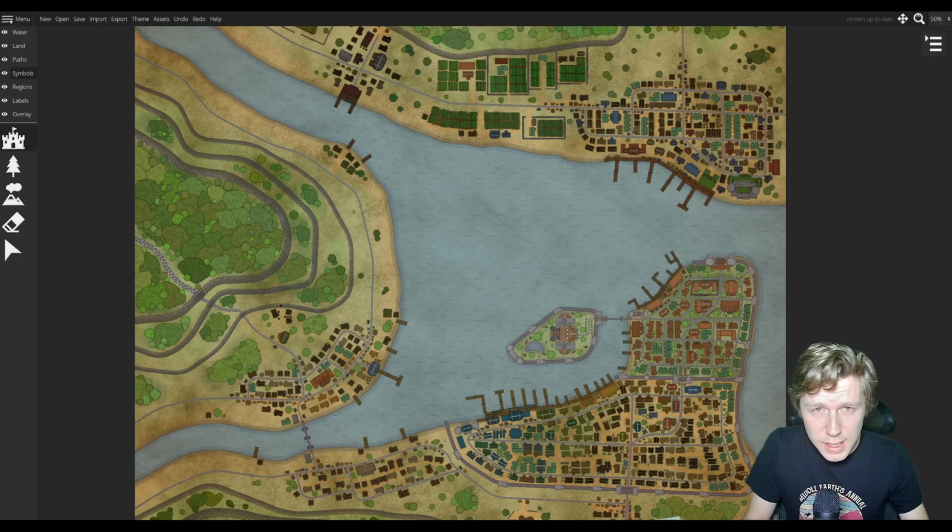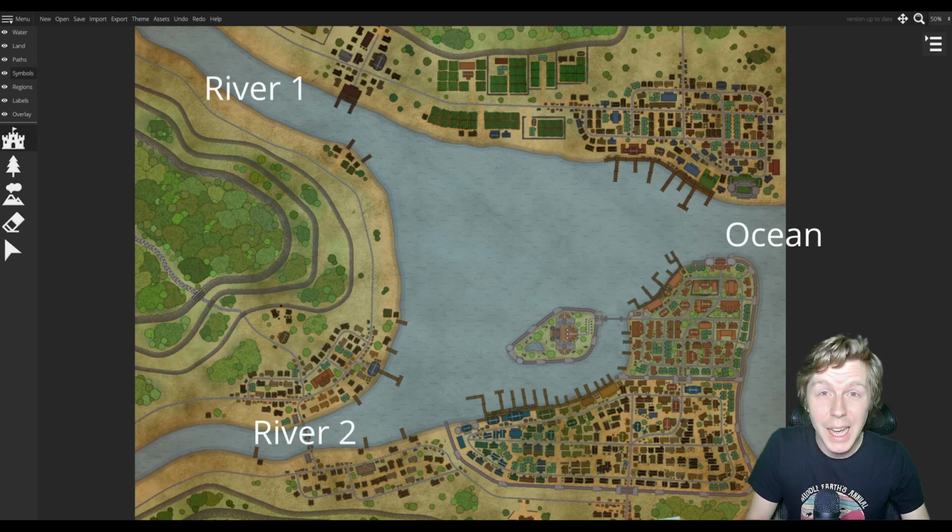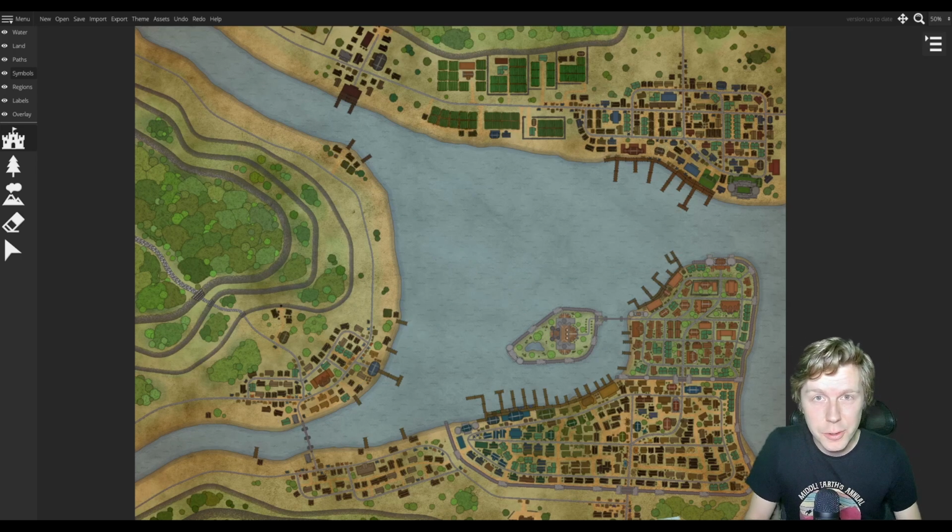As far as trade is concerned, it looks like there's probably going to be a lot of it. We have access to 2 rivers here, as well as access to the ocean. Because they have high access to trade, they're probably a pretty open and inviting society.